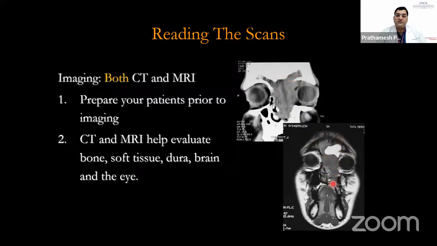And you know that if you could do just a frontoethmoidectomy, there was sufficient rather than plan for a craniofacial resection. So it's very important that you get both CT and MRI because we want proper delineation of the bone, the soft tissue, the brain, the dura, as well as the eye.